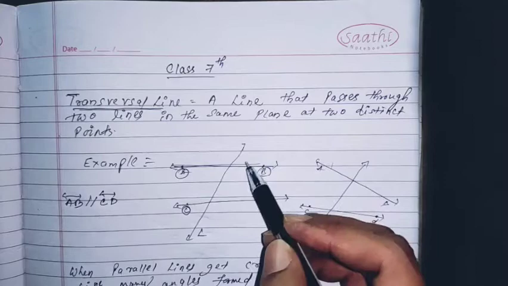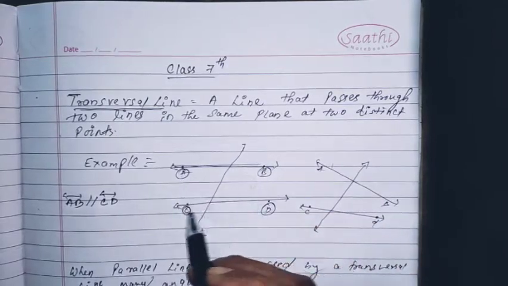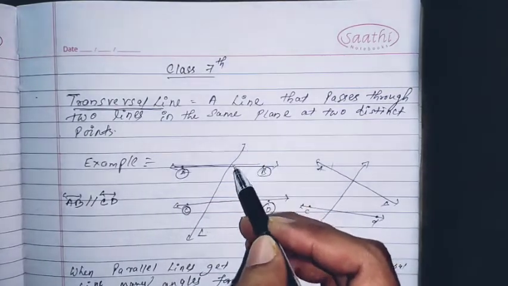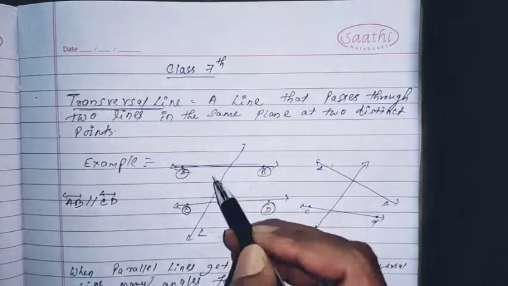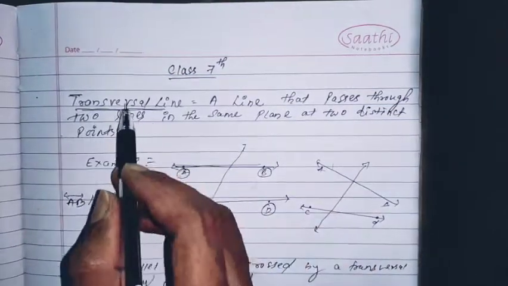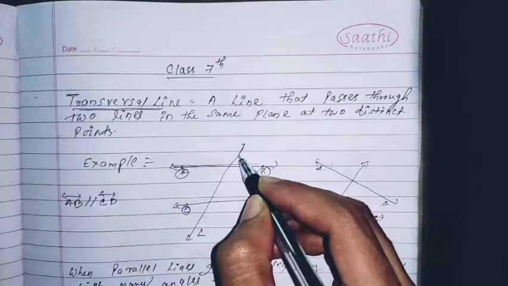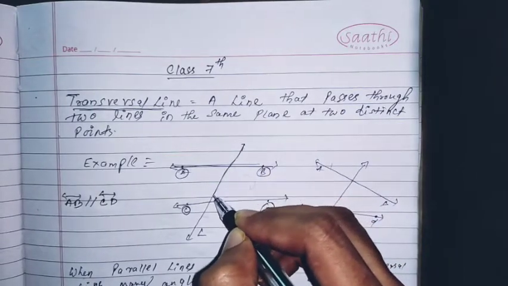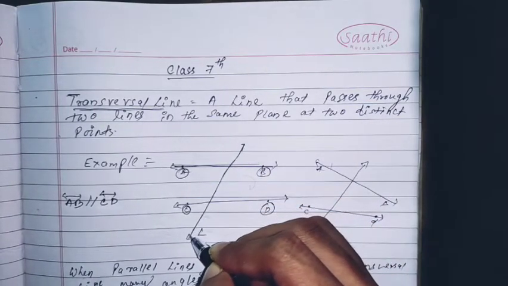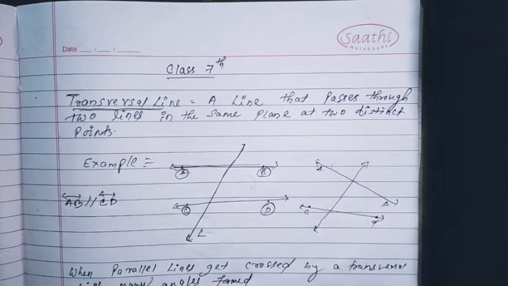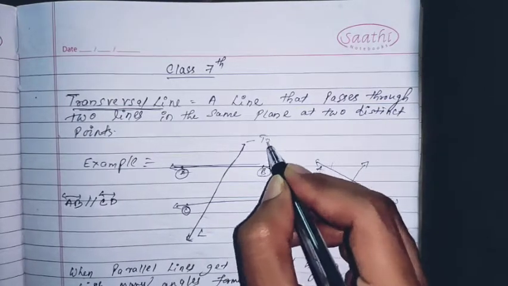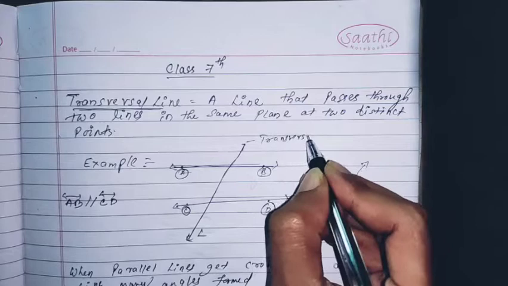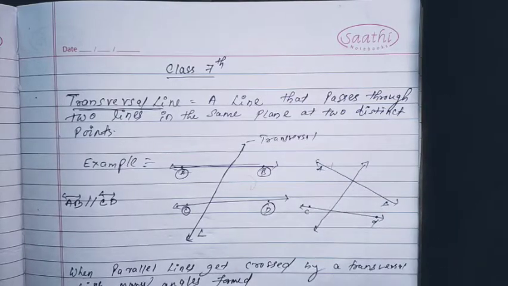So when another line intersects these two parallel lines, that line is called a transversal line. This line which transverses the two parallel lines is known as a transversal line.